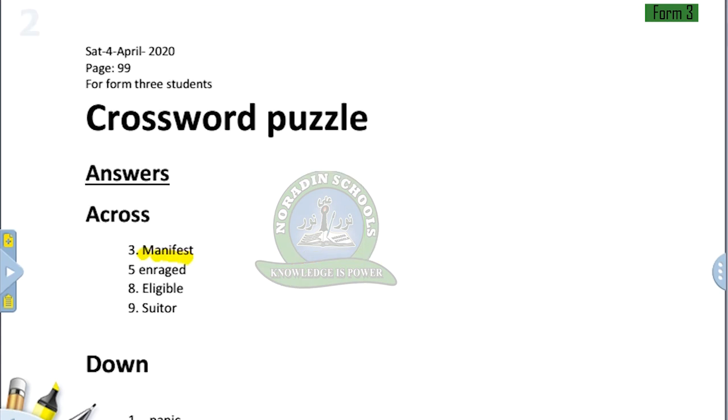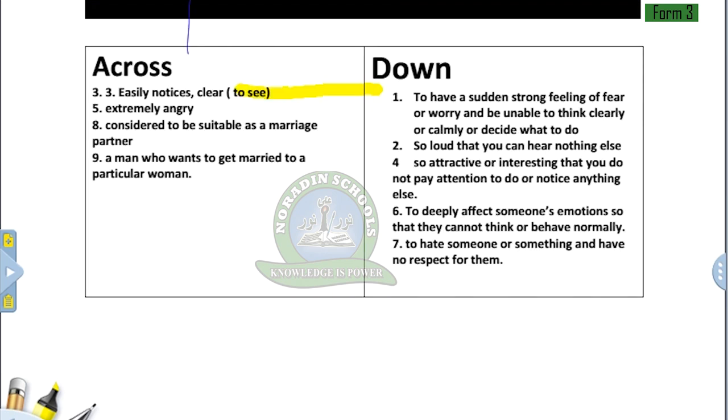Okay. See, enraged. But let's count. Let's count, please. How many letters we have here? One, and then two, and then three, and then four, and then five, six, and seven. Enraged. So that word enraged must change the definition of these words. Okay, let's go back here. Okay, enraged, extremely angry.